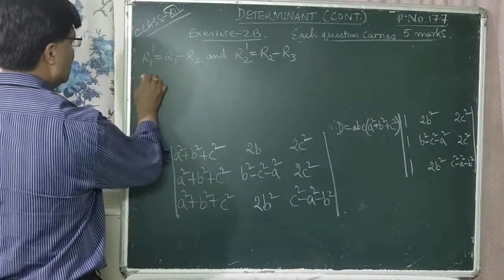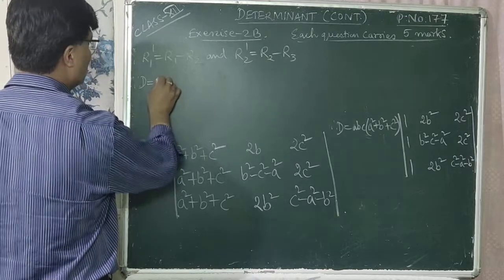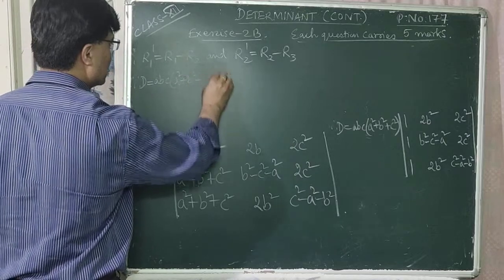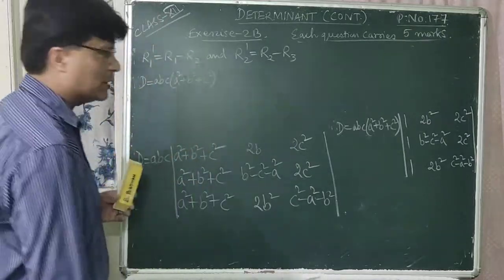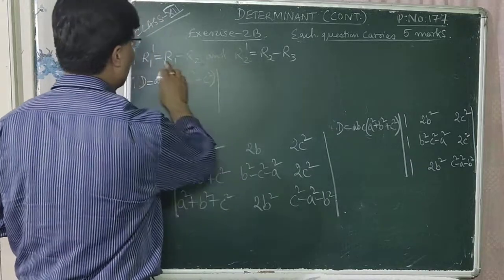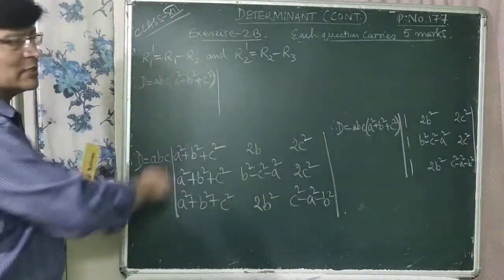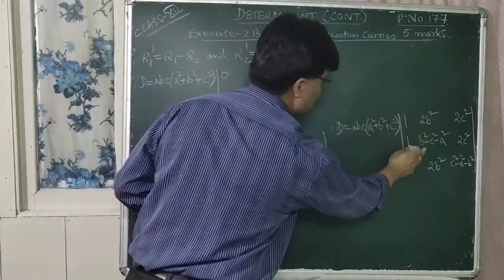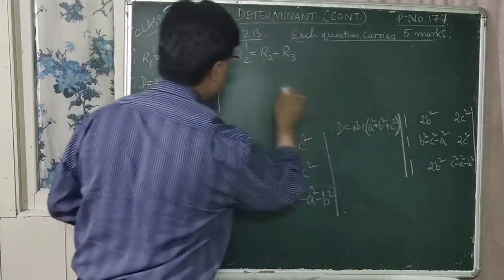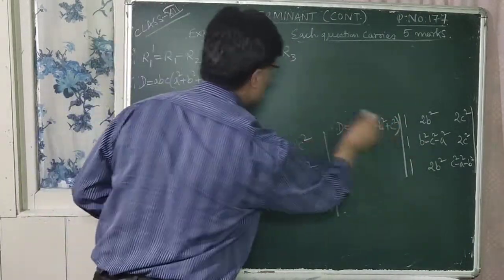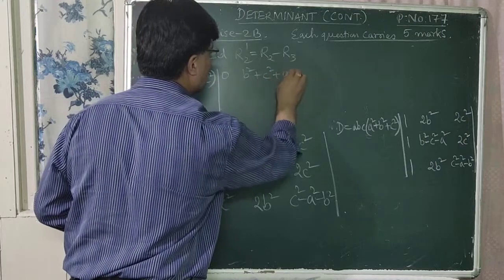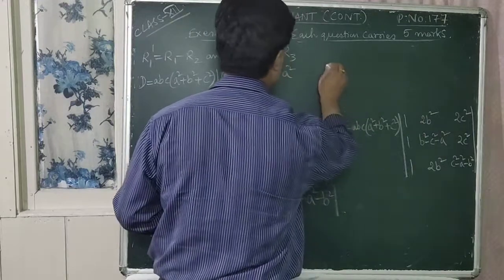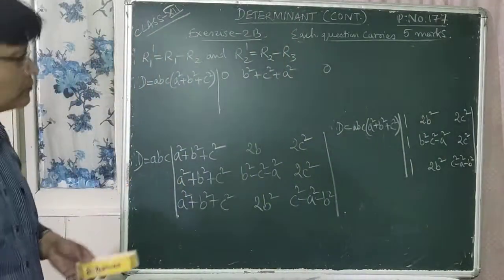So therefore D is equal to now abc into a square plus b square plus c square. This is common. This is outside the determinant, right? So now R1 minus R2. That means row 1 is changing here. R1 dash. So 1 minus 1 is 0. Now this minus this. 2b square minus b square. That is b square, minus into minus plus c square plus a square. That is minus into minus is plus. What is 2c square minus 2c square? That is 0. Is that clear?